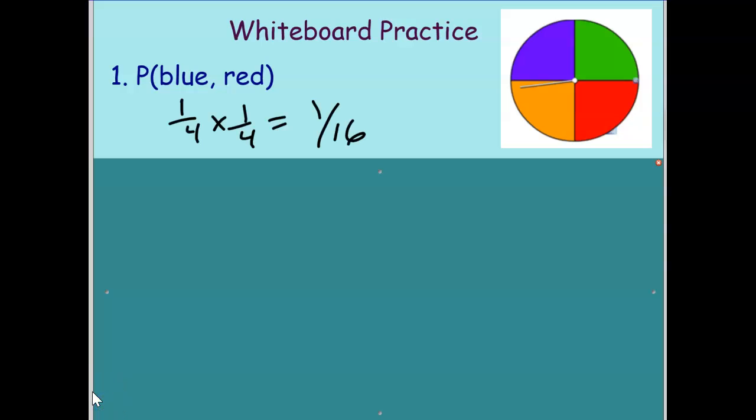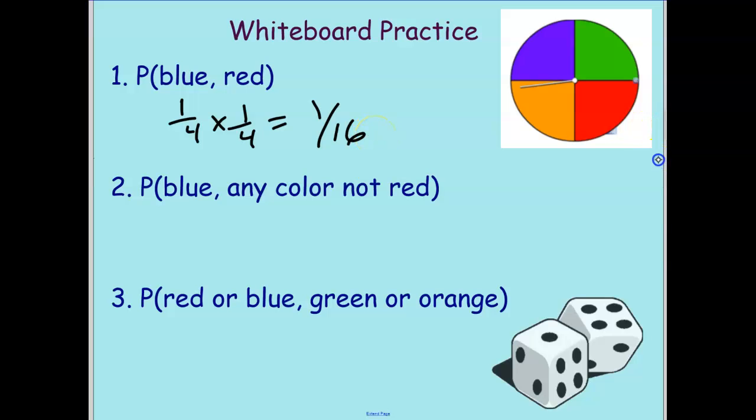All right, how did you do? Probability of getting a blue, I know it doesn't look completely blue, but I hope you figured that out, is a 1 in 4 times the probability of getting a red, which is a 1 in 4. And you multiply those together and you get a 1 in 16 chance.